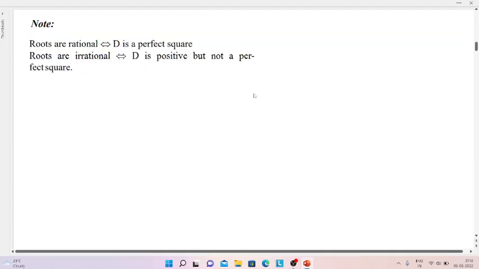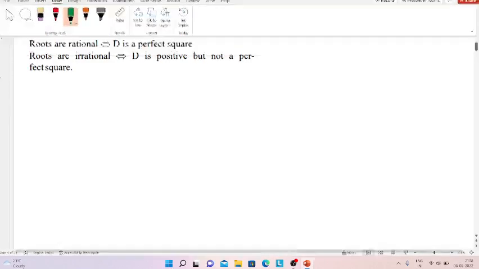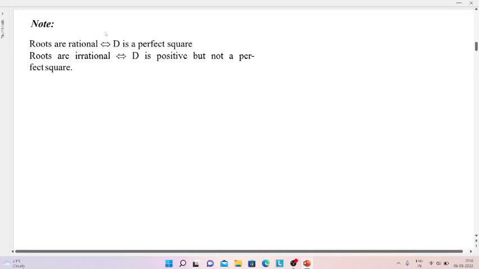Okay, let's move to the next slide, which shows a note, right? What the note says: roots are rational implies and is implied by D is a perfect square. Sometimes it says "if", which means "if and only if". What does it mean actually? Suppose A exists if and only if B exists. I mean, we can move from A to B and B to A. That is the exact meaning of "if and only if", right?